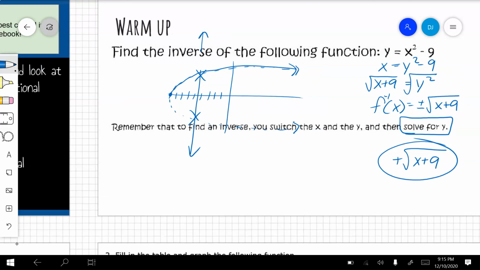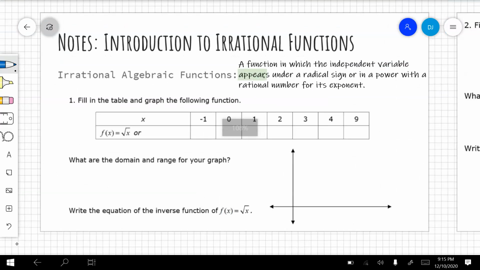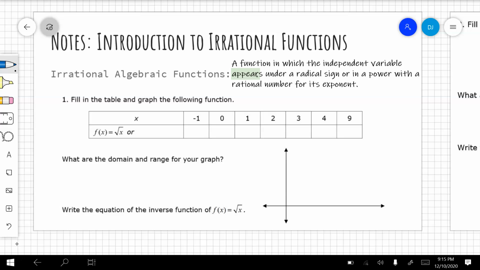All right, so let's go ahead and take a look at an introduction to irrational functions. I went ahead and typed this out. You can go ahead and add that to your notes. So irrational algebraic function, a function in which independent variable appears under the radical sign or a power with a rational number for its exponent.